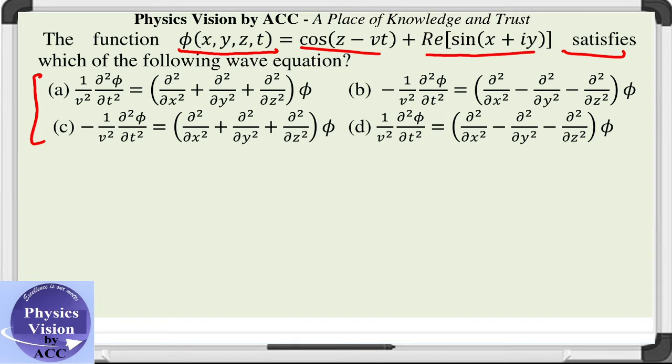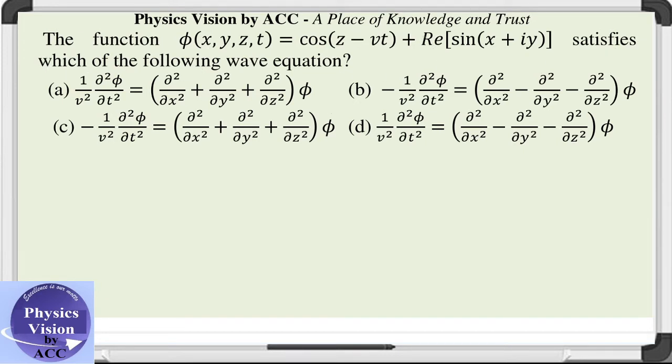One thing is that you can answer it directly by observing the equations in the options: only option A is the actual wave equation. All others differ by a certain sign, and those are not the exact forms of the wave equation. Okay, we'll go the other way around. We'll prove whether the given function satisfies the wave equation or not.